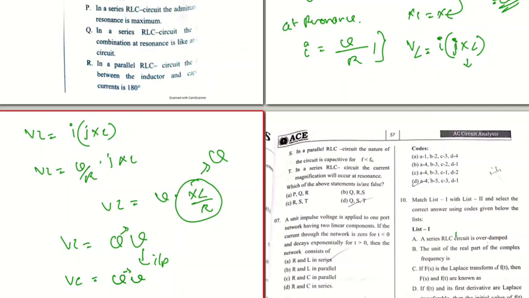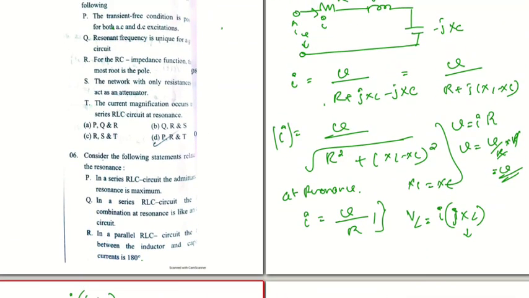That means there is a magnification of voltage across the inductor and capacitor at resonance. So I can tell that voltage magnification occurs in a series RLC circuit at resonance, not current magnification. So P is false, R is false, and T is false as well. Option number D is the correct answer. P, R and T are false. And now let's move on to the next.